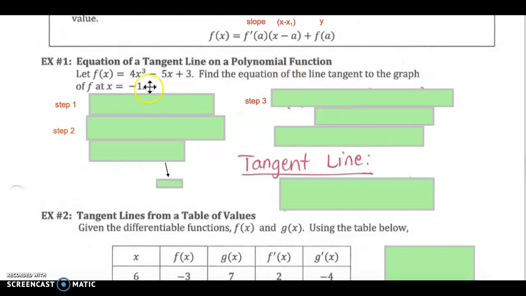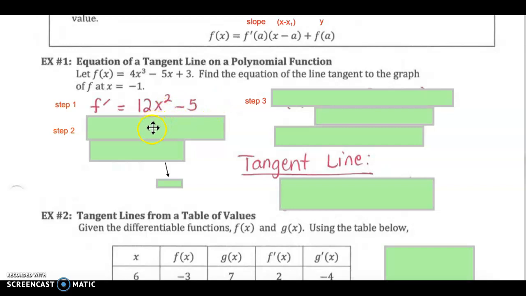So here we go. It says, example 1, we want to let f of x equal 4x cubed minus 5x plus 3, and we're going to find the equation of the line tangent to the graph of f at x equals -1. So step 1, we want to find the derivative of this function. You can use the power rule. Remember, we take the 3 to the front, 4 times 3 is 12x, and then we subtract 1, so 12x squared, and then minus 5. Remember that constant rule, the constant's always 0, so it's not even down here.